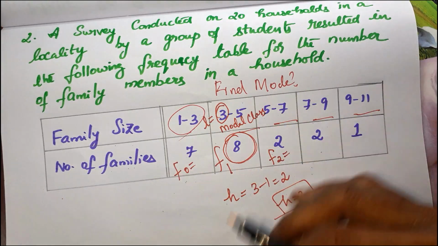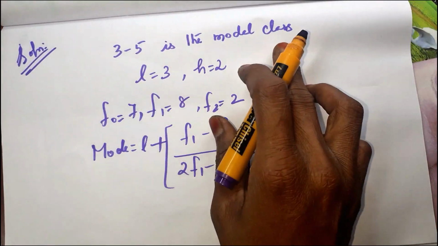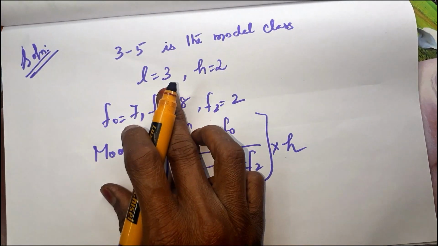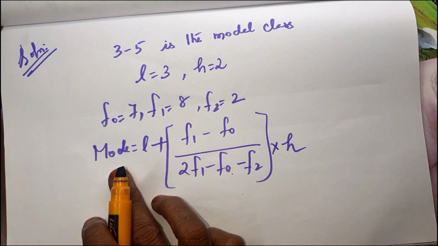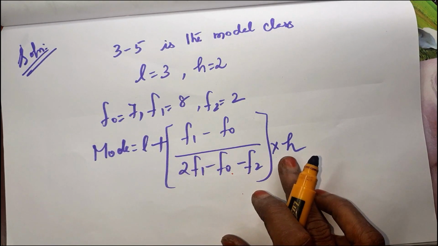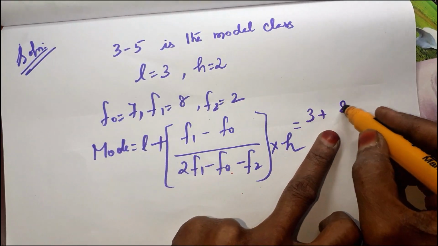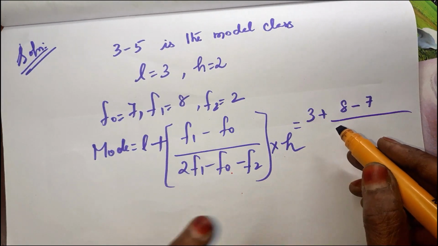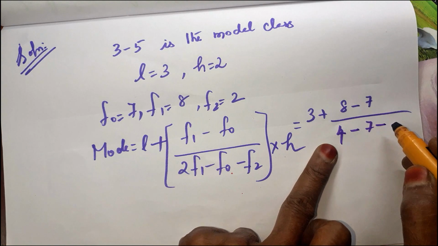All the values we got, we have to substitute in the formula. I have taken everything here. 3 to 5 is the modal class. L is the lower limit of the modal class, L equal to 3. H is the size of the class. And F0, F1, F2. The formula for mode is equal to L plus (F1 minus F0) by (2 F1 minus F0 minus F2), into H. What is L here? 3. Plus F1 is 8 minus F0, F0 is 7, by 2 F1.